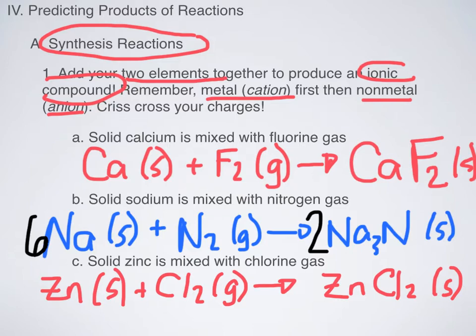So that's the way that you predict products for a synthesis reaction. Anytime you're mixing two pure substances together, you're going to be producing an ionic compound. And here's the other thing: it doesn't have to be a solid and a gas being mixed together. It could be other mixtures of things. It just so happened that these three were all solids and gases being mixed together.